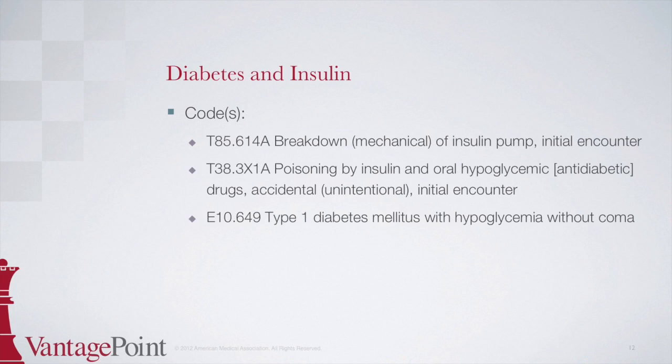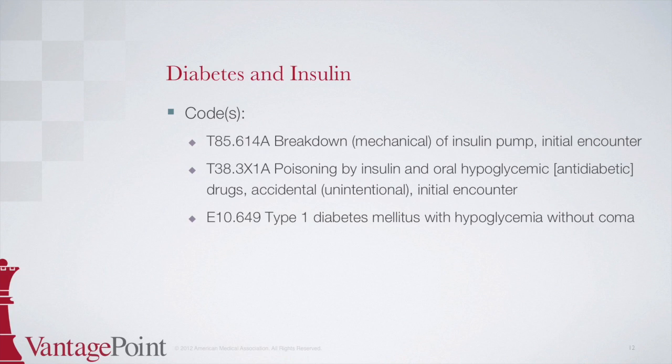Our first code is T85.614A, breakdown mechanical of insulin pump, initial encounter. Remember that since the patient was seen for a complication, the complication code goes first. You would locate this code by going to the term complications in the alphabetic index, then locate insulin pump. Indented under insulin pump is the term breakdown, which points to code T85.614. The checkbox tells us we need a 7th character. When we confirm the code in the tabular index, we see that our choices are A, D, and S for our 7th character. Since the patient is being newly diagnosed with the pump complication, a 7th character of A is appropriate for initial encounter.